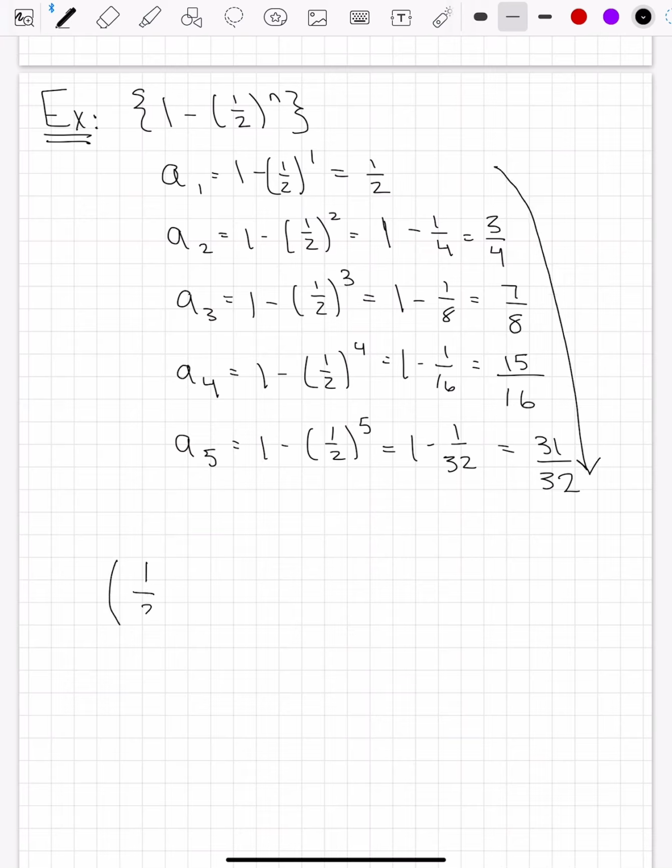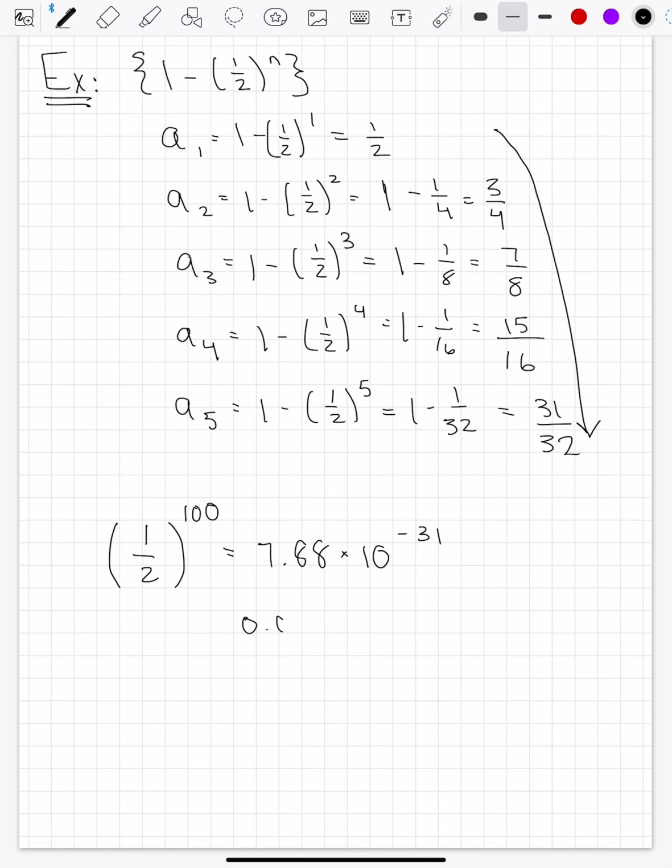So as you can see, the further that we go down this list, if I keep on raising 1/2 to bigger and bigger powers, like, let's ask Google what 1/2 to the 100th power is. So 1/2 to the 100th power is approximately 7.88 times 10 to the negative 31, in scientific notation.